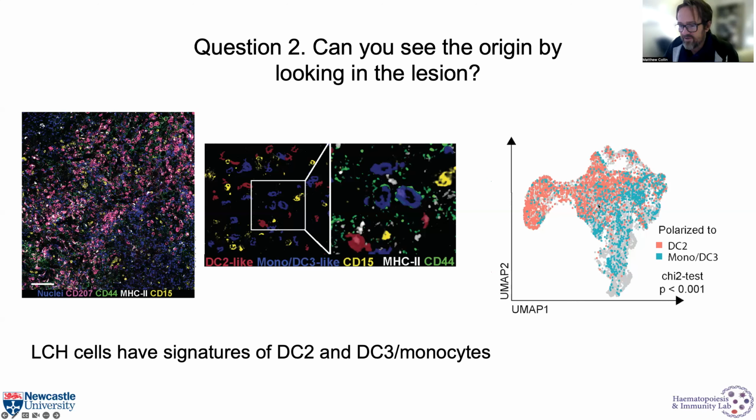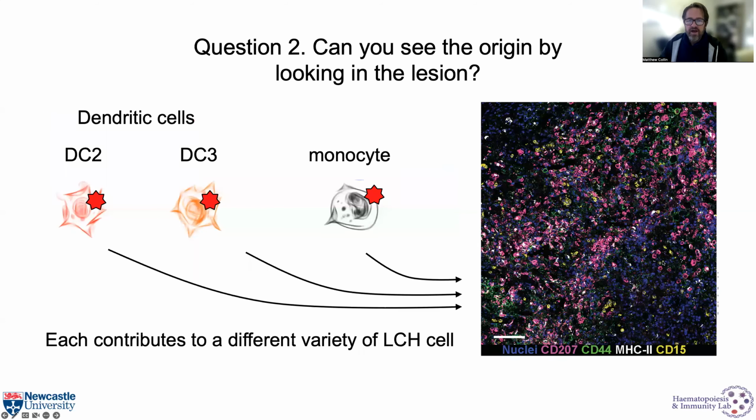This plot on the right-hand side looks a bit like a map, and again every dot is a single cell, and they either have a relationship with DC2 in the pink or DC3 and monocyte in the blue. So what this suggests is that all of these cells, DC2, DC3, and monocyte, work together to make the LCH lesion, but each type of cell contributes to a slightly different flavor of LCH cell once it's in the lesion. We can see that from evidence of the markers that they express within the lesion and the expression of the genes within each cell.